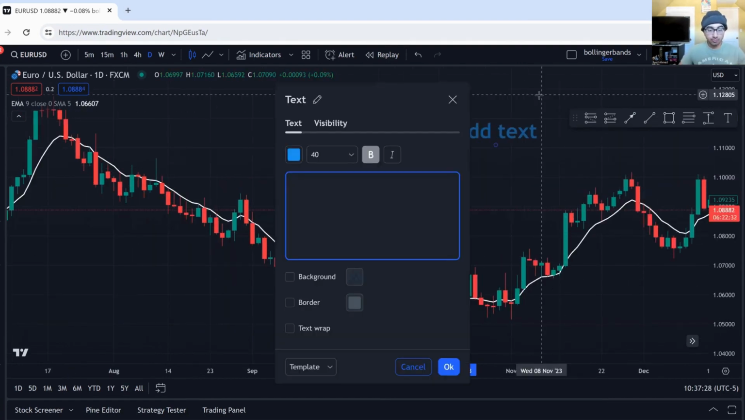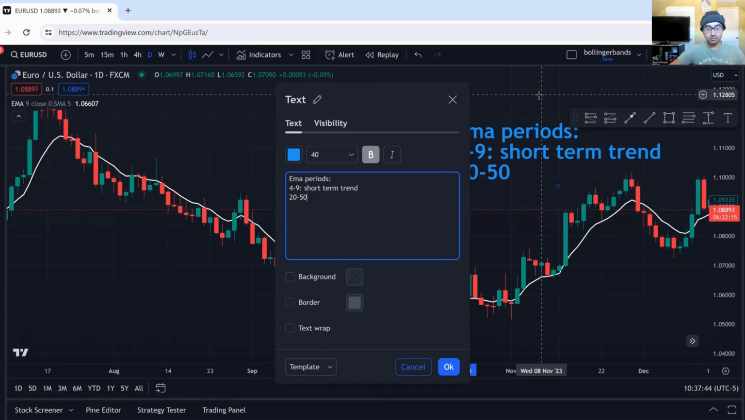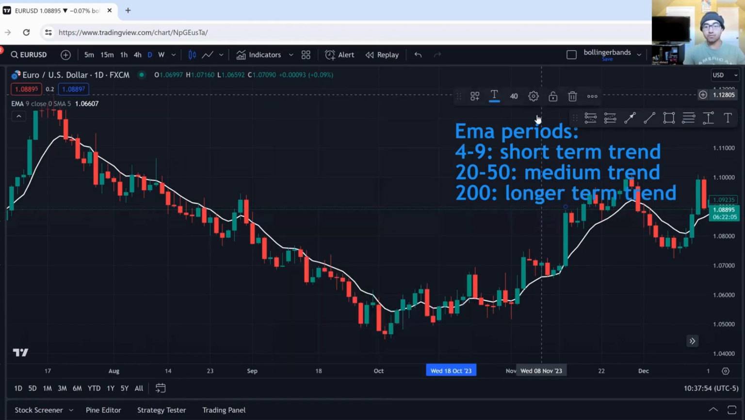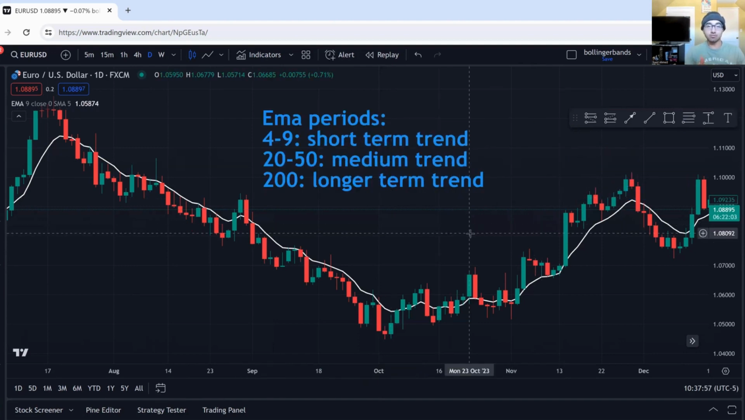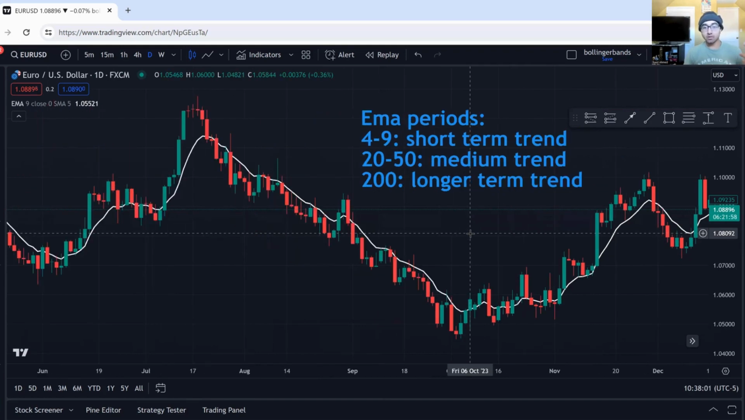So for EMA periods of 4 to 9, we're going to be looking at the shorter term trend. From periods like 20 to 50, it's going to be the medium trend. And then for longer exponential moving averages like the 200 period, this is the longer term trend. All right. So if you guys want, you should definitely write this down. You should definitely take notes, take a screenshot, whatever it might be. And again, very, very important.